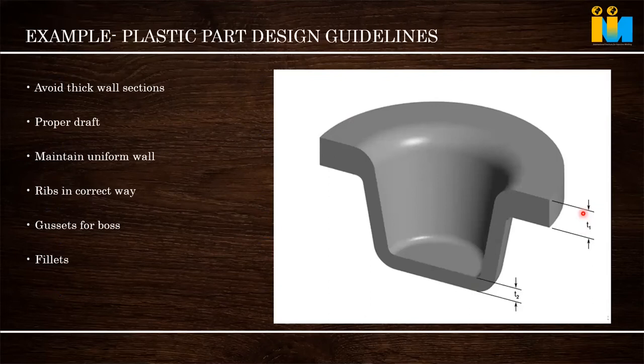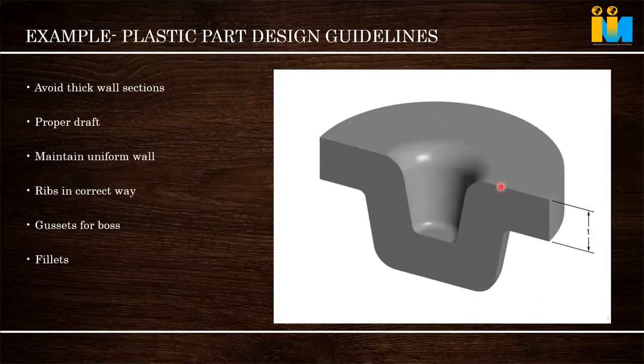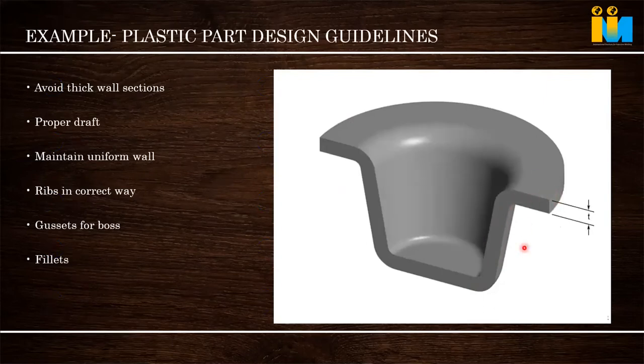Uniform wall we discussed. See this case. The first case is uniform but so thick. The second case is uniform. The third case is not uniform. Then one area will cool, and in the other area there will be defects. So uniform wall thickness has to be maintained. That's what it indicates. Here it is maintained properly. Radius is there, everything is there.